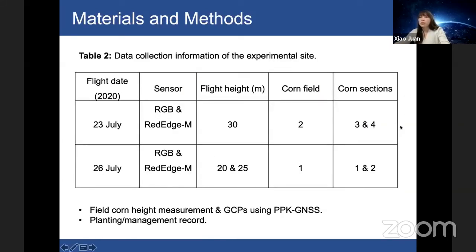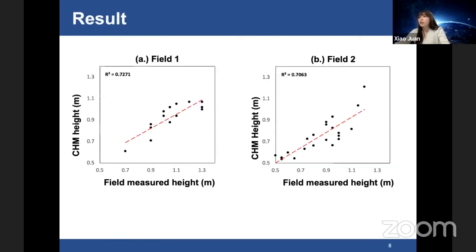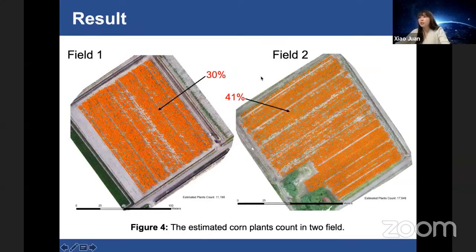So this table summarizes the data collected over the experiment sites using RGB and multispectral sensors mounted on the UAV, and field measurements of cone height and the GCP using PPK GNSS were also performed. Here are the results of field-measured height compared to the extracted CHM height, which shows a good correlation. So this map shows the estimated plant count in both field one and field two.